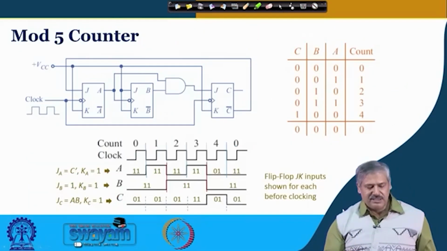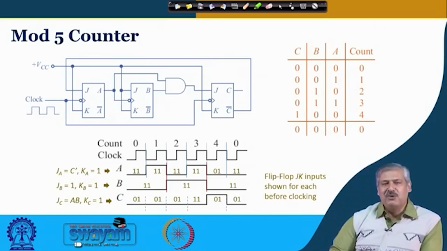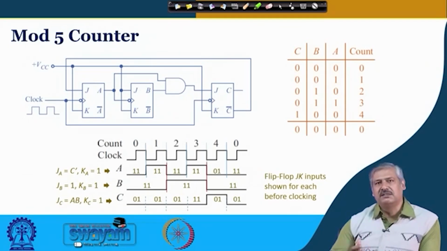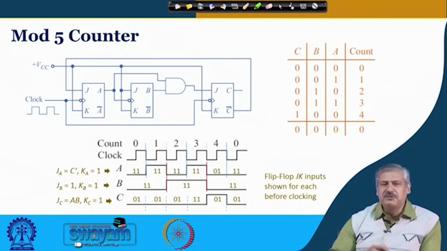Now, let us look at a mod 5 counter, okay, one arrangement. Again, there can be many different ways it can be made. So, there could be other than JK flip flop other circuits as well, right. Even with JK flip flop there could be different arrangements. So, this is one arrangement.